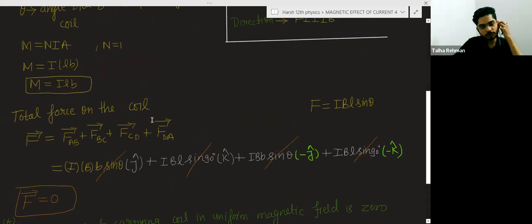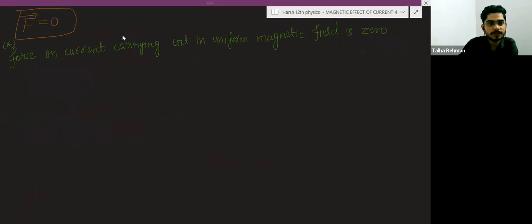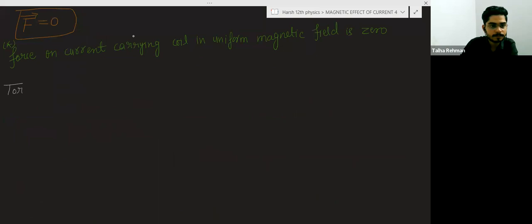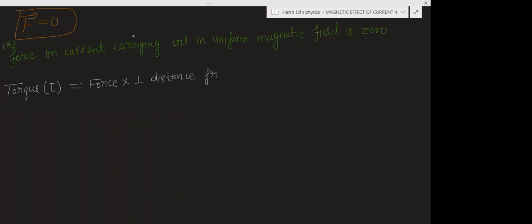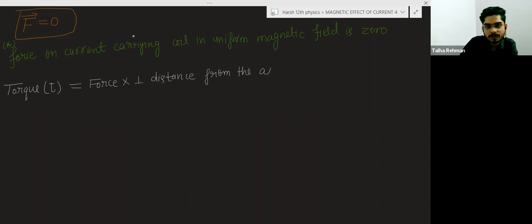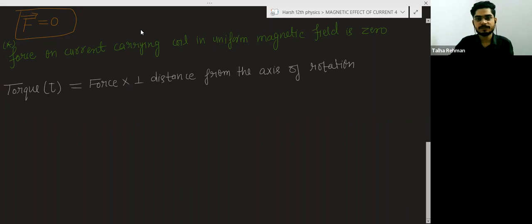First you should know what torque is. The symbol of the torque is tau, and this torque is given by force into perpendicular distance from the axis of rotation. See, suppose this pen is rotating about this point; here is some axis, and the pen is rotating about the axis like this.